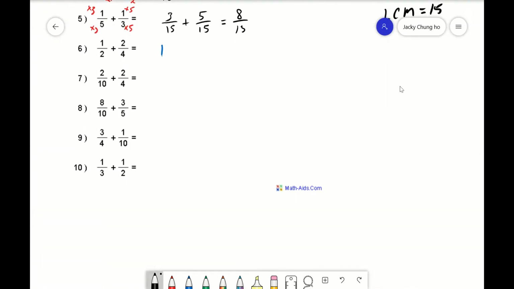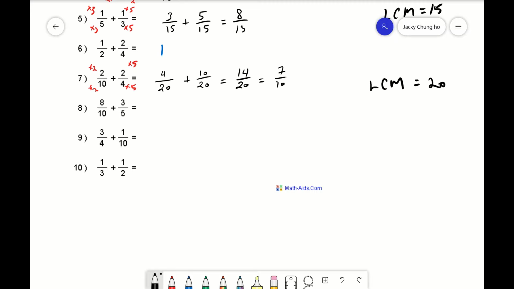Okay. Now let's look at number 7. 2 over 10 plus 2 over 4. The LCM will be 20. So 10 times 2 will get you to 20. 4 times 5 will get you to 20. So now 2 times 2 is 4 over 20 plus 10 over 20 equal to 14 over 20. When you reduce it, that will be 7 over 10.